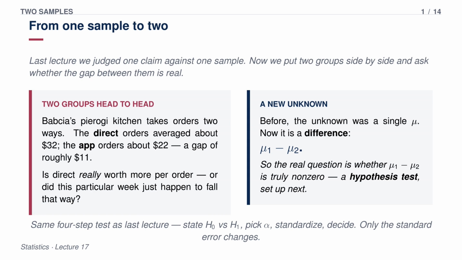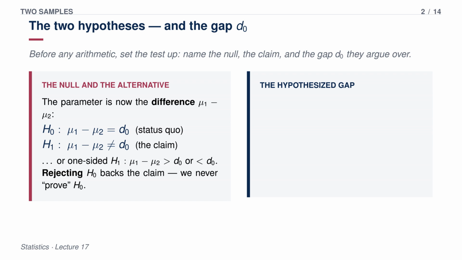It's the same 4-step test as last time. State H-naught versus H-one, pick alpha, standardize, decide. Only the standard error changes. That one sentence carries everything today. Set the test up before any arithmetic.